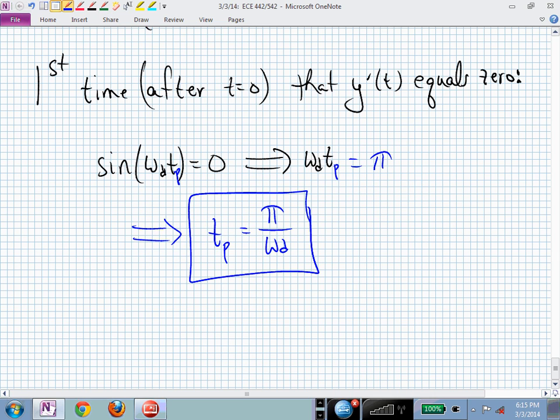And what was omega sub d? That's the vertical component of those complex poles. So the more vertical you have on those complex poles, the faster or the quicker your time to peak will be. And if somebody gave you a time to peak, they would say, what's omega sub d have to be? Well, if they've given you this, you can solve for omega sub d, because pi you know.